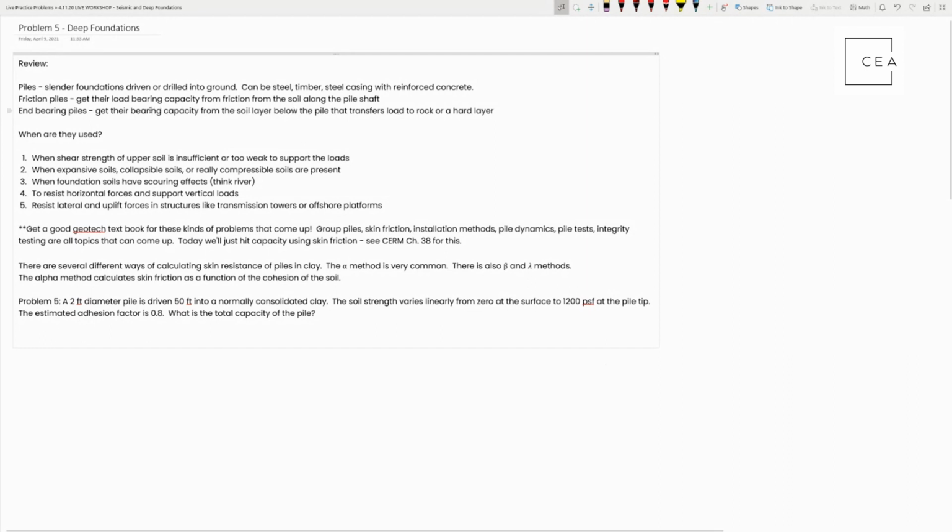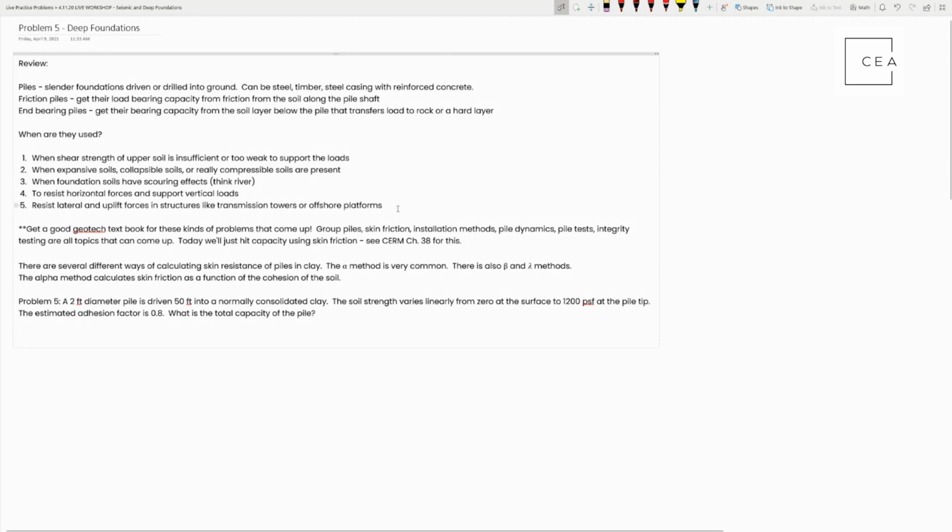When are they used? They're used when shear strength of upper soil is insufficient or too weak to support the load. So if you have crappy soil on the top and you've got to get deep. They're used when you have expansive soils or collapsible soils or really compressible soils present. They're used when foundation soils have scouring effects. So if you're thinking of building across a river or something where you've got moving water, you're probably going to want a deep foundation. They're used to resist horizontal forces and support vertical loads. They also resist lateral and uplift forces in structures like transmission towers or offshore platforms.